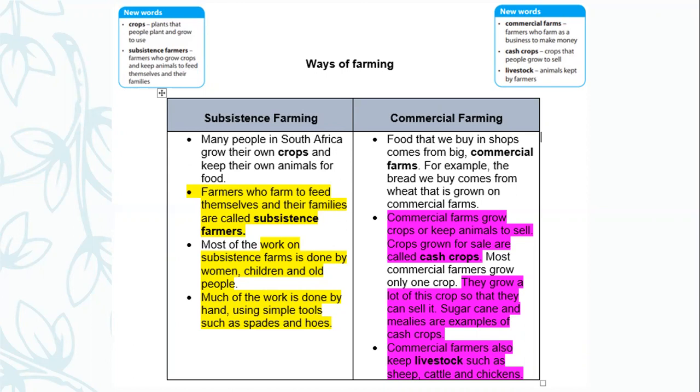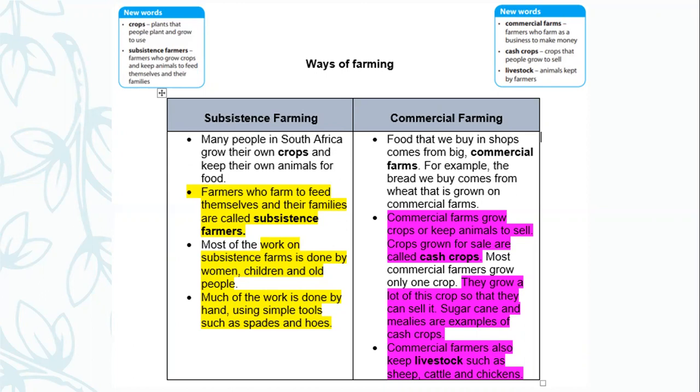Now, on the right-hand side, if you're not going to be farming to feed yourself or your family, you obviously are farming and treating it as a business. This is what commercial farming is. Food that we buy in shops comes from big commercial farms. For example, the bread we buy comes from wheat that is grown on commercial farms.